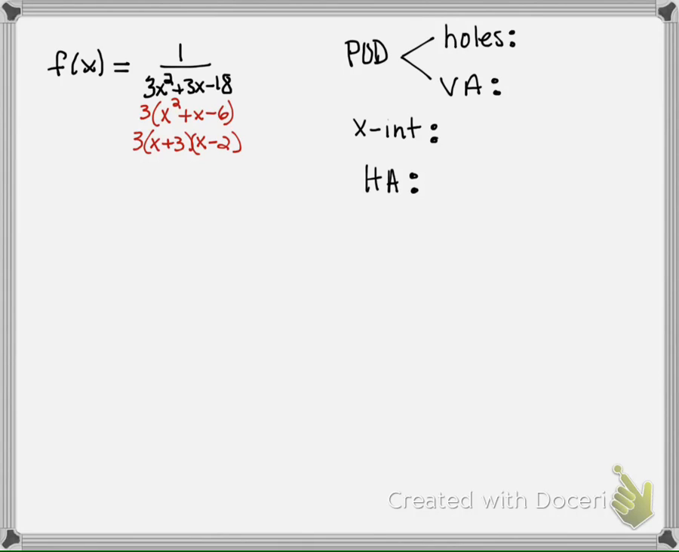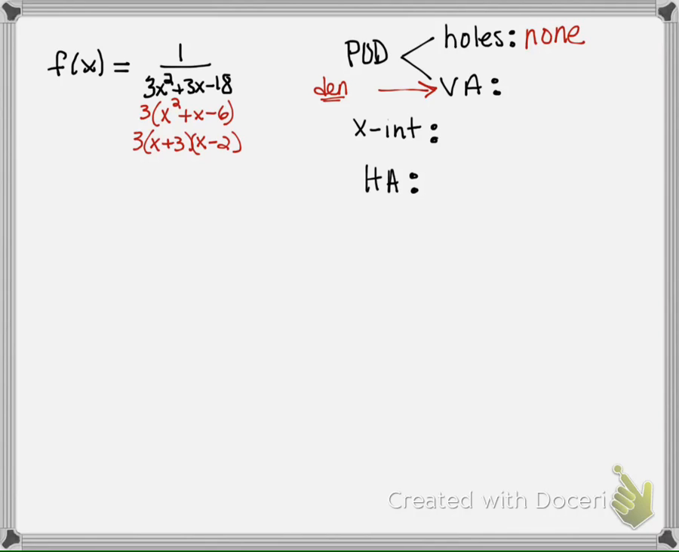Okay, so holes. How do we find holes? If it simplifies. Well, do we have any factors that simplify? No. All right, well, cool. We just write none next to holes. And then for vertical asymptotes, where do we find our vertical asymptotes? Is that in the denominator or the numerator? That comes from the denominator, right?